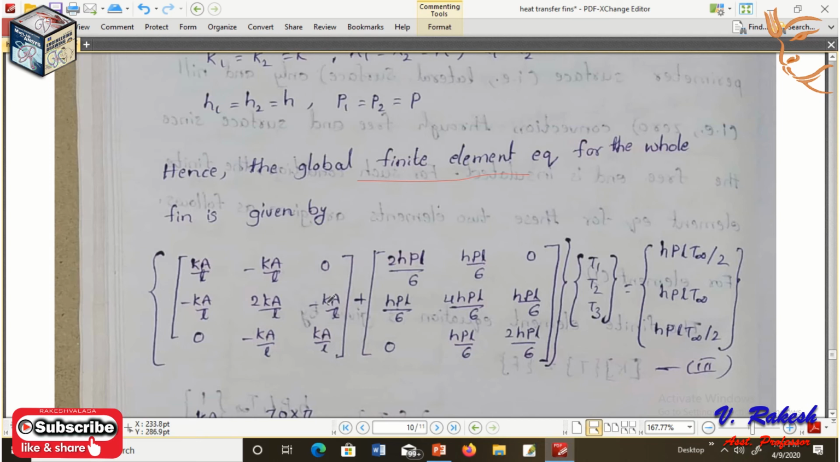So the global finite element equation has size 3 by 3, plus 2 HPL by 6, HPL by 6, 0, HPL by 6, 4 HPL by 6, HPL by 6, 0, HPL by 6, 2 HPL by 6, into the 3 nodal temperatures T1 T2 T3, equal to 3 thermal force vectors, that is HPL T infinity by 2, HPL T infinity, HPL T infinity by 2.